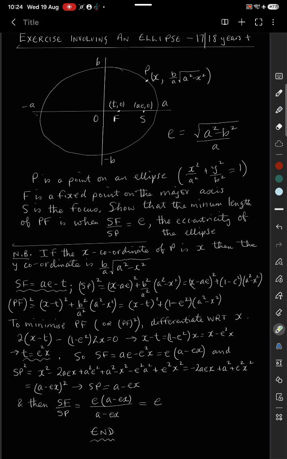Now, PF squared is (x minus t) squared plus b squared over a squared times (a squared minus x squared), and again replacing the b squared over a squared by 1 minus e squared, we get (x minus t) all squared plus (1 minus e squared) bracket (a squared minus x squared).